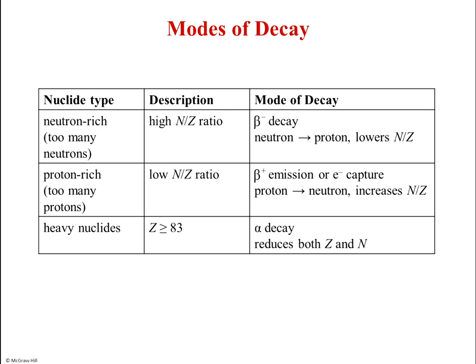And finally, for our heavy nuclides, those with atomic numbers greater than 83, these decay by alpha emission. And that allows us to reduce both Z and N. So all of our heavy nuclei, uranium, plutonium, protactinium, all of the actinides, these primarily decay initially by alpha decay to reduce both Z and N to pull it back into the stable region.